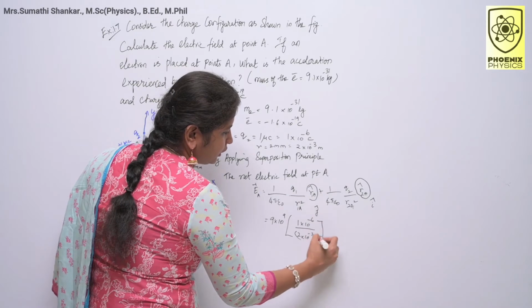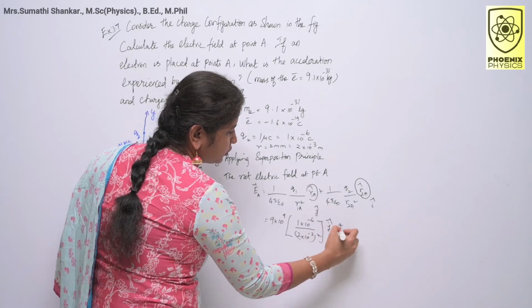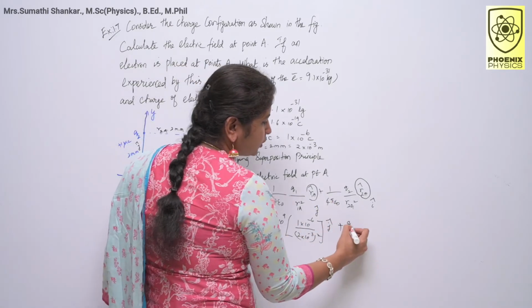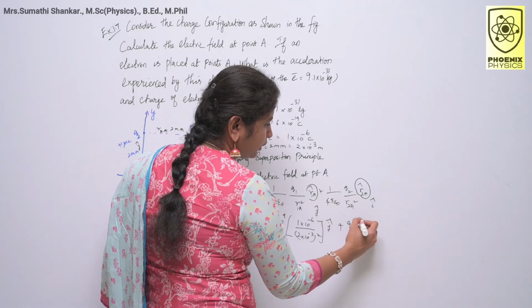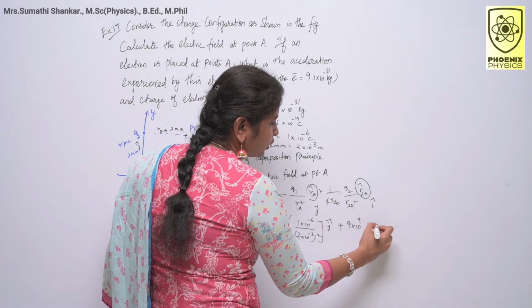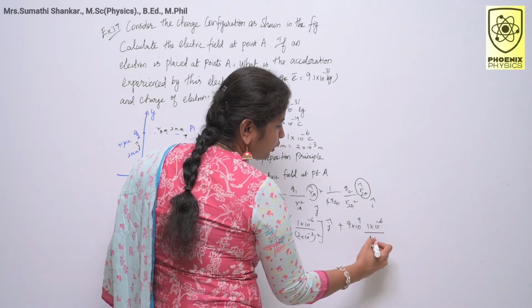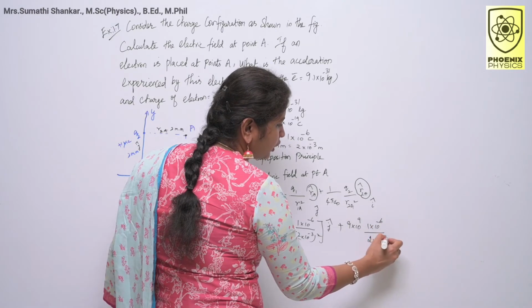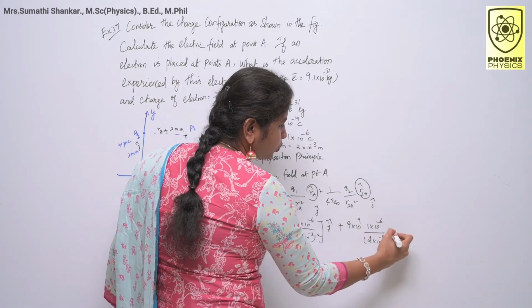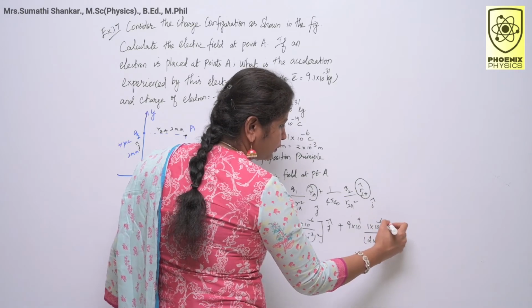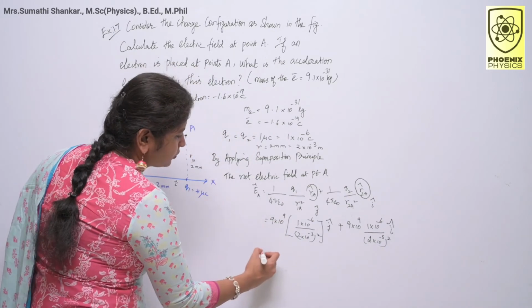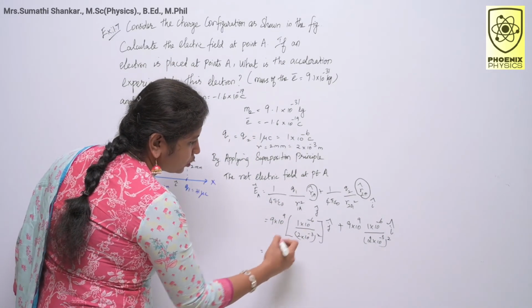Then J cap, plus 1 by 4 pi epsilon naught is 9 × 10^9, Q2 is 1 × 10^-6 divided by R2A, which is 2 × 10^-3, the whole square. R2A cap is I cap. That's all. Then how do you solve this?